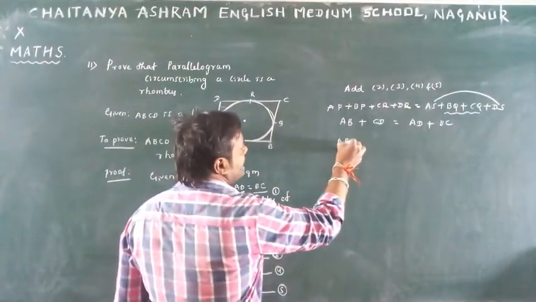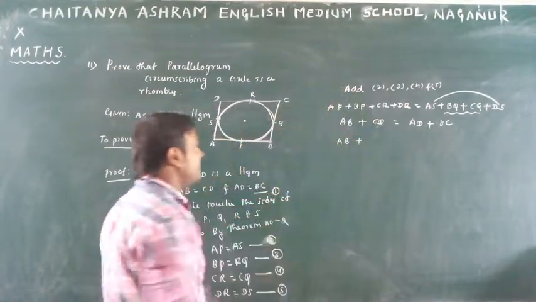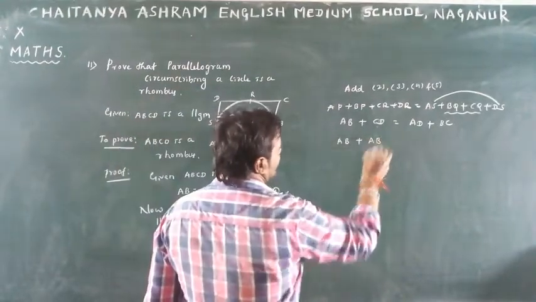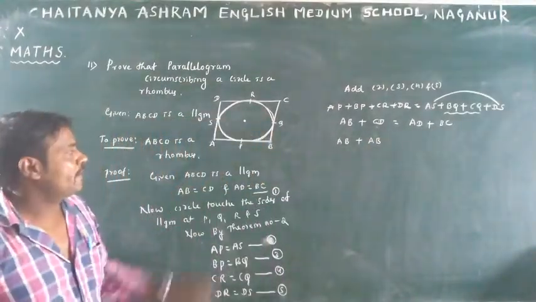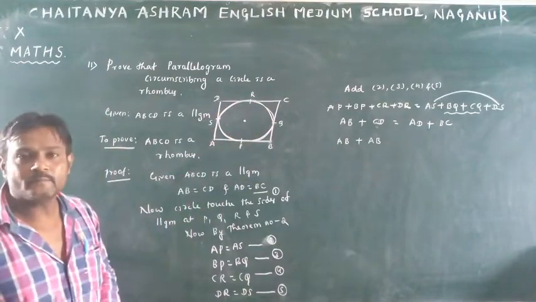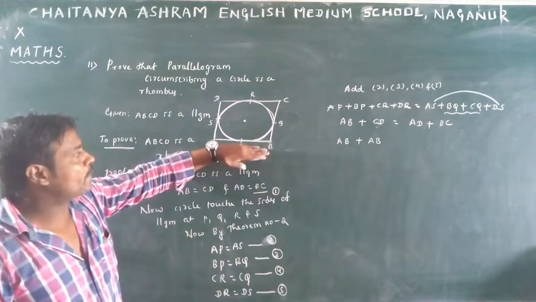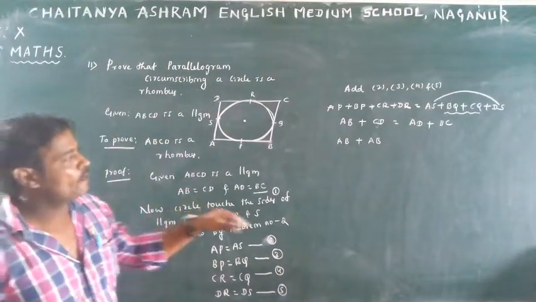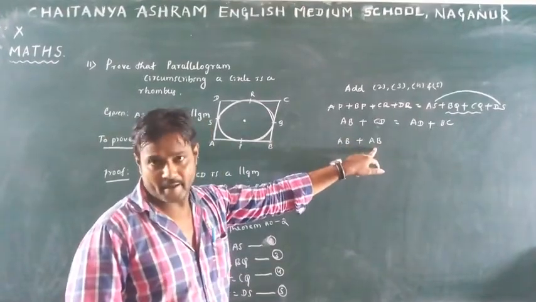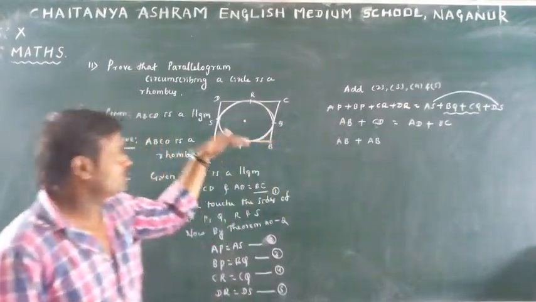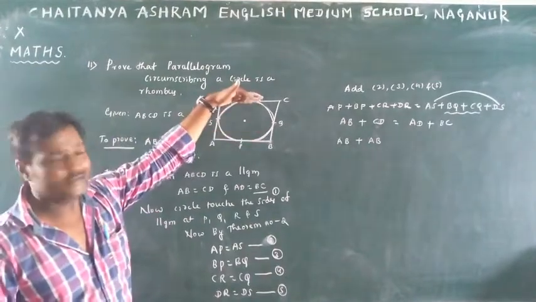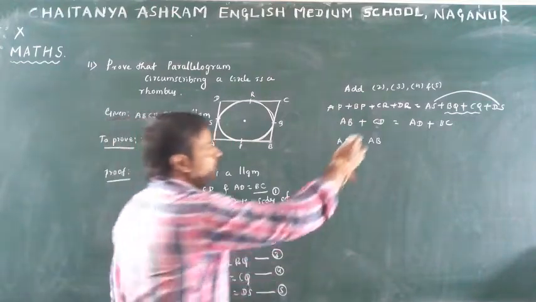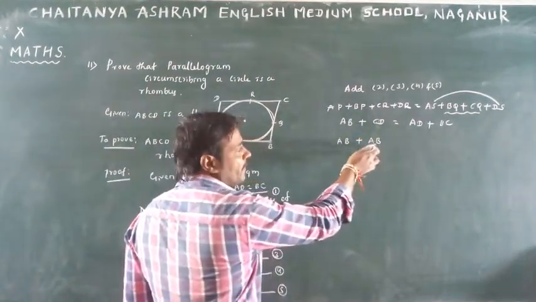I will write AB as this, but I will write this CD as AB again. Why? Think about it. ABCD is a parallelogram. In a parallelogram, opposite sides are equal. So I made that result AB is equal to CD. So instead of CD, I would like to write AB because these two sides are equal.